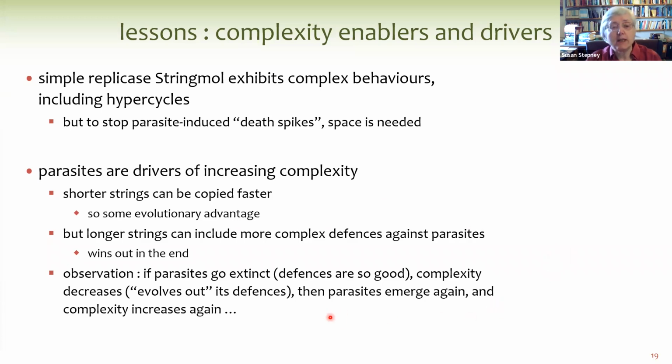And we see this because in the case where the parasites need to go extinct because the defenses are so good, the complexity of the remaining replicator strings decreases. It evolves out its defenses because, of course, why wouldn't it? That is just extra code that is making it slower to replicate. But once it has evolved out its defenses, the parasites rise again, and then the complexity increases again as the replicators evolve defenses against this new range of parasites.